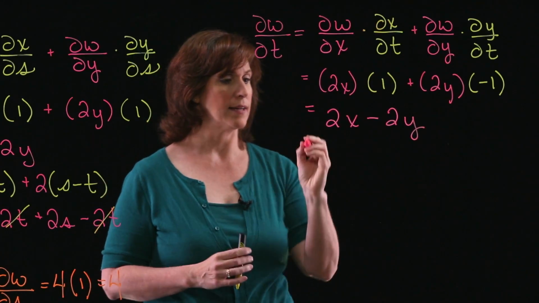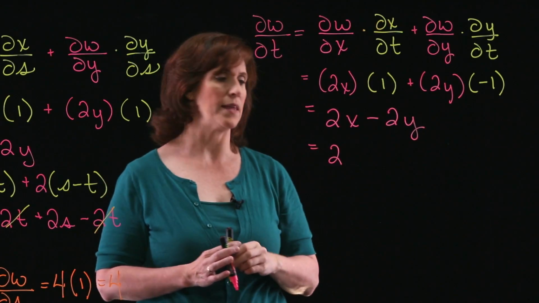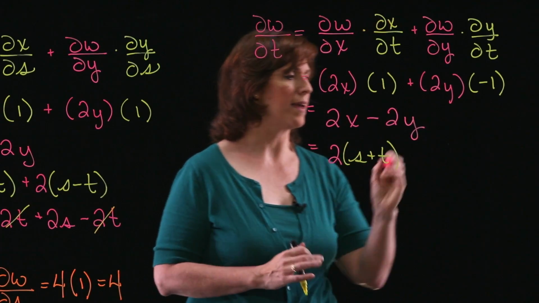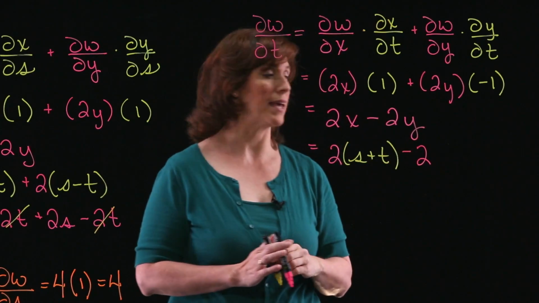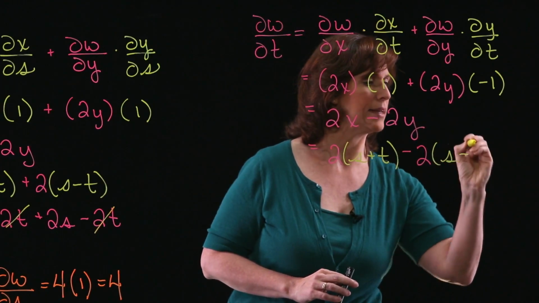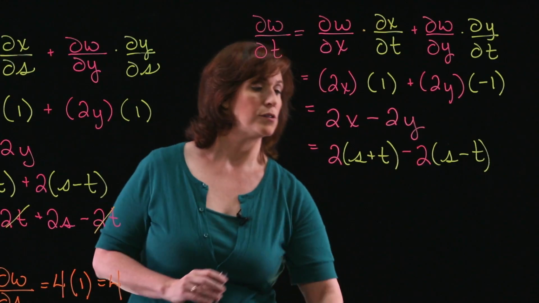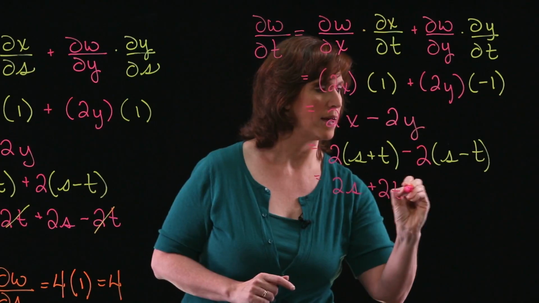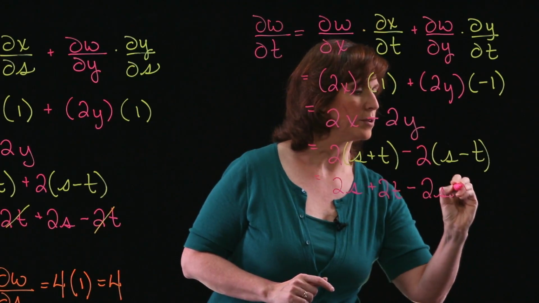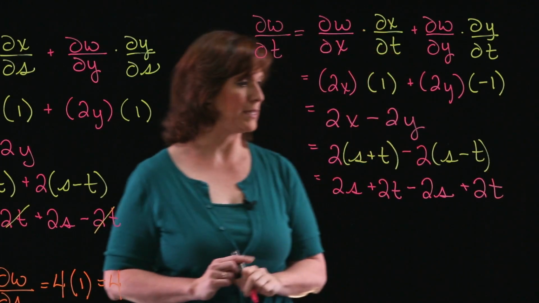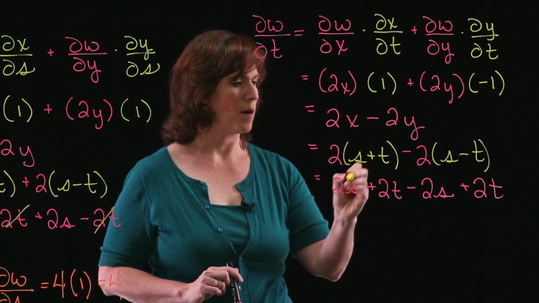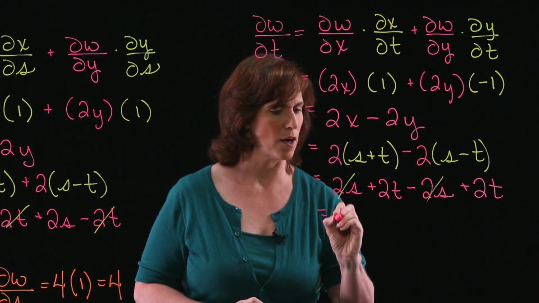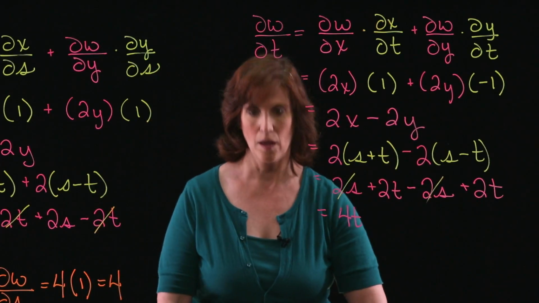And remember that x is the same thing as s plus t, and y is the same thing as s minus t. So that gives me a 2s plus 2t minus 2s plus 2t. My 2s and my negative 2s add together to be 0, and I end up with 4t.